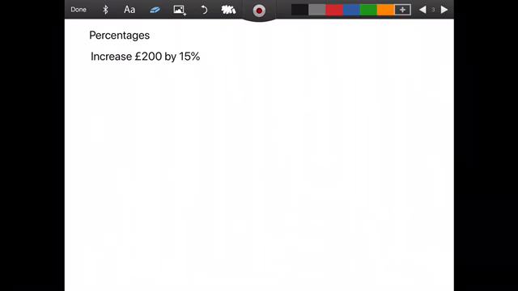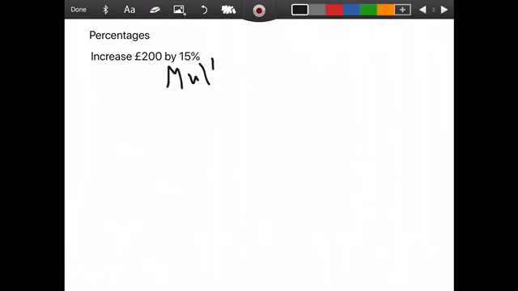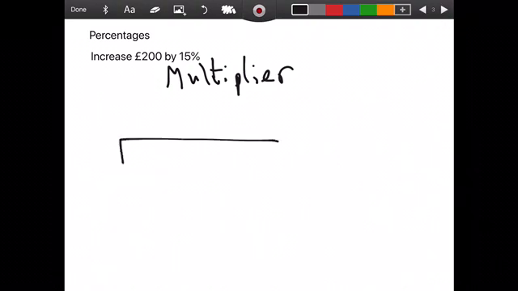But we have to do something different this week. Some of the questions ask us to use a multiplier. This means instead of finding 10% and finding 5%, we can also increase something by 15% by multiplying it by something.